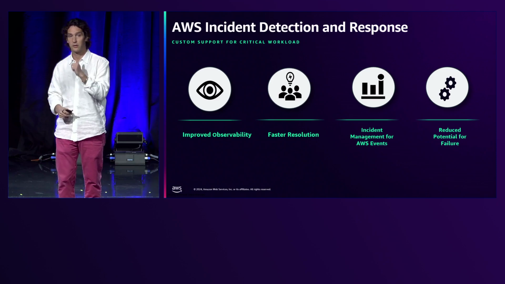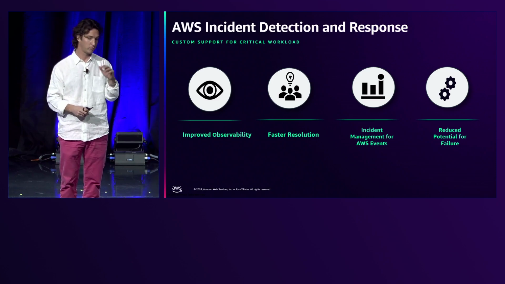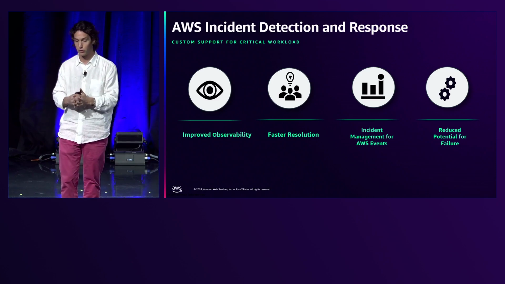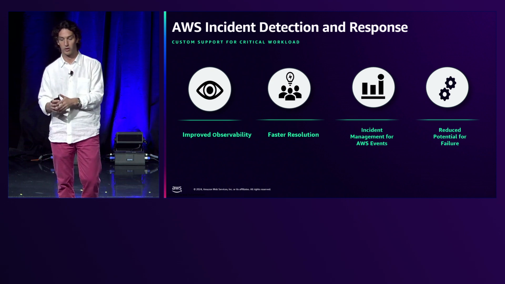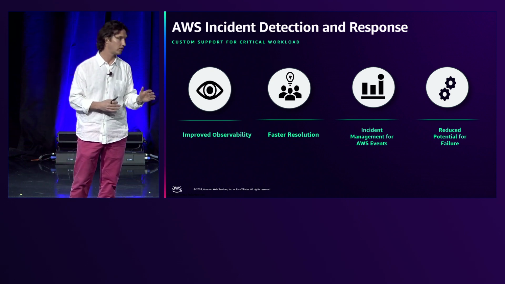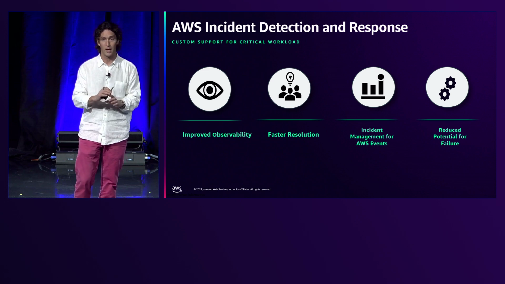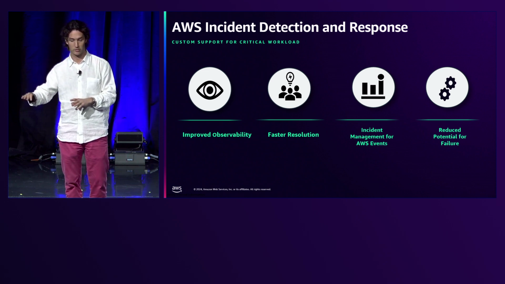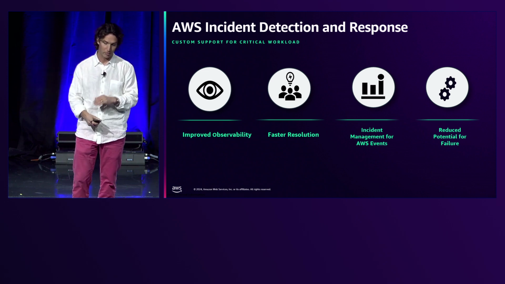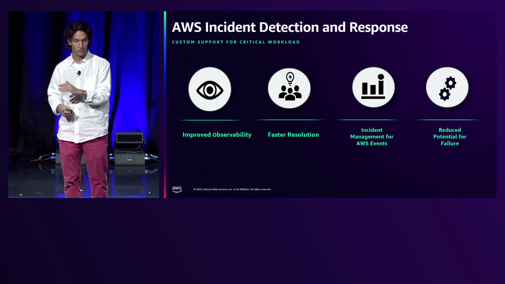Number one, these systems are complex. We want to improve that observability. To do that, IDR helps us define and correlate metrics and alarms between your application and the business impact and the underlying AWS services that you're using. We want to be able to detect things early, right?